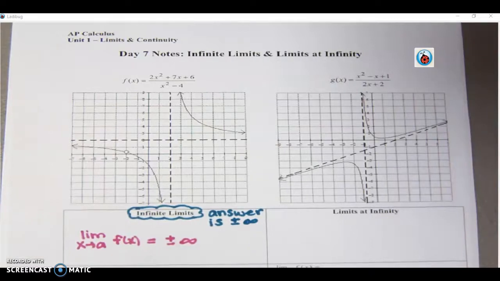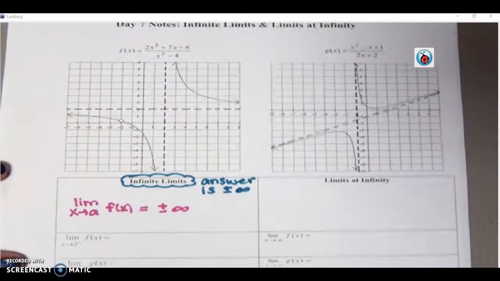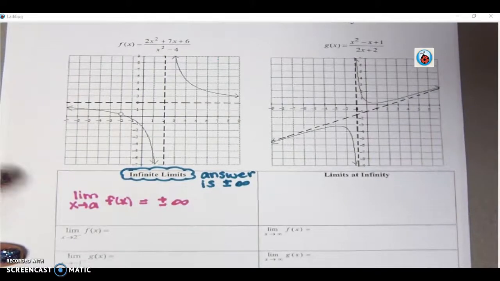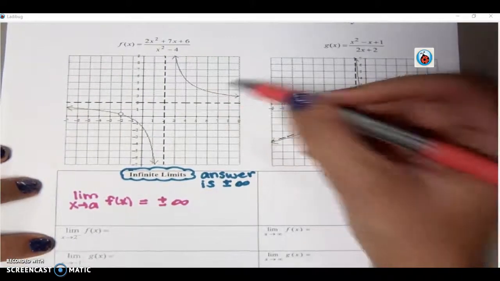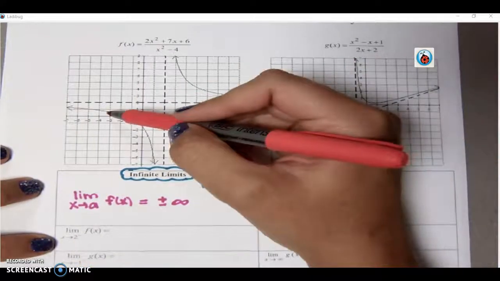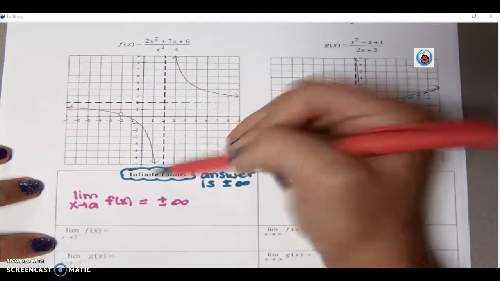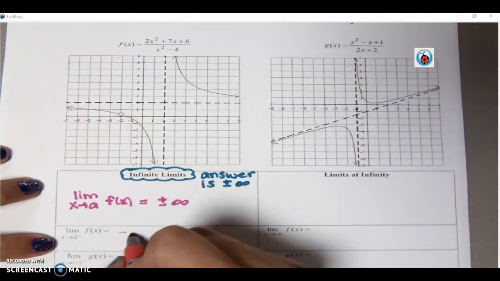Okay, so we want to look at a couple of limits here. They're going to go with this graph. So this says the limit as x approaches 2 from the left of f of x. So we're using this graph. We want to come in to 2 from the left. So here's 2. As we come in to 2 from the left here, that keeps getting smaller and smaller, so that is giving us negative infinity.